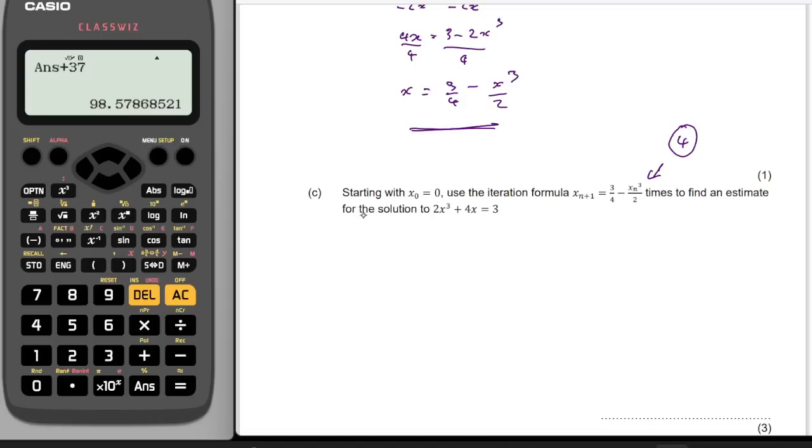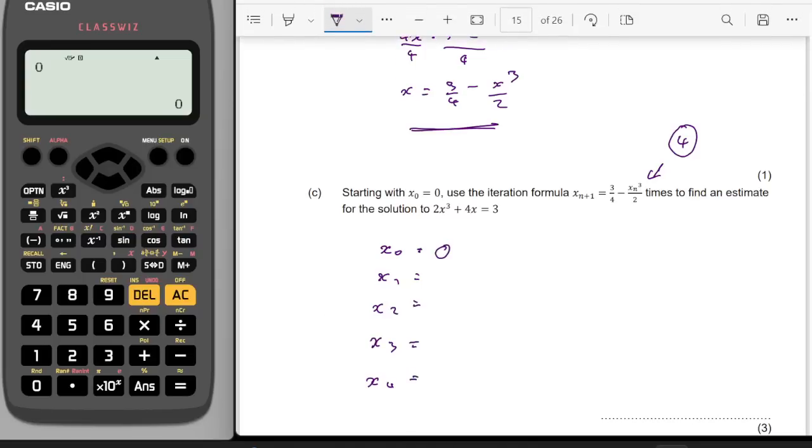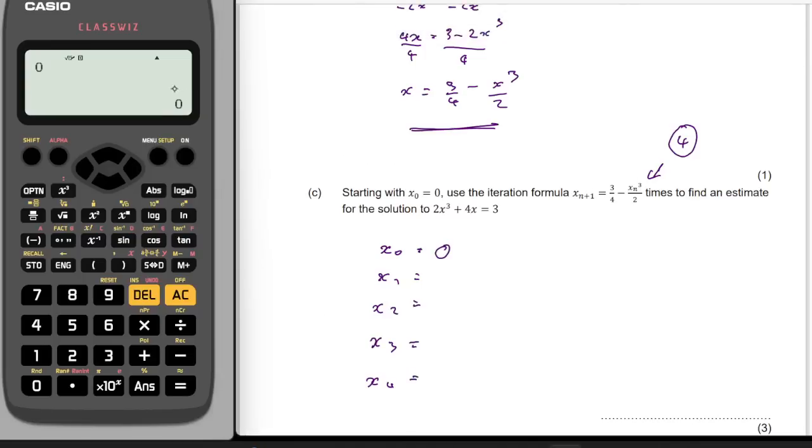So on my calculator, the way that I would do this is I'm going to type in 0 as my first value. So I'm going to just go x0, x1, x2, x3, and I'll do x4 as well. I think the question's probably 3 times, but we'll go 4 times just for good measure. So we start with 0. I've got 0 in my calculator function as my last answer. I'm then going to type in 2 times my last answer cubed. No, sorry, I'm using the wrong thing there. So I'm typing this in.